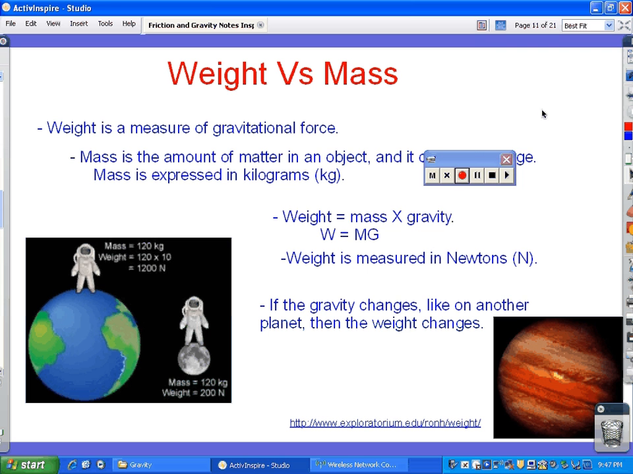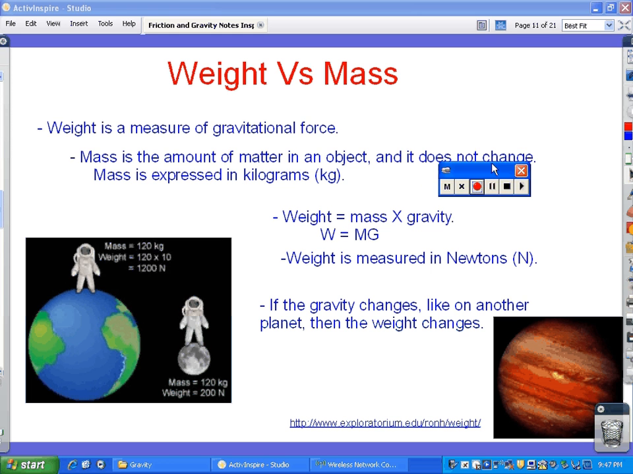Talk about weight versus mass. They're different. They are related, but they are different. Weight's a measure of gravitational force. Mass, on the other hand, is the amount of matter in an object. If you go to the moon, you're still going to be made of the same number of atoms.